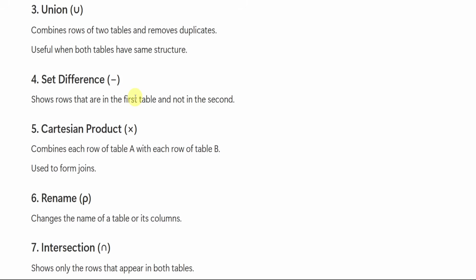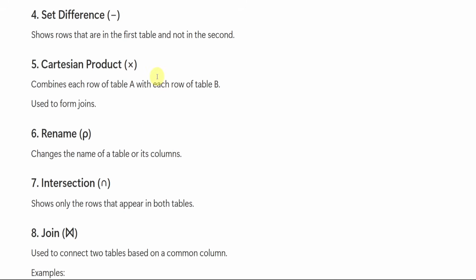Then we have set difference. Set difference will show rows that are in the first table but not in the second table. Like the first table is here, the second table is here. Whatever rows are there in the first table, it will show. It will not show the rows which are there in the second table. Getting my point?